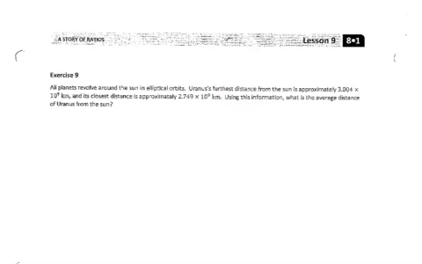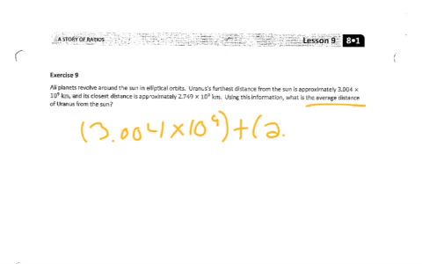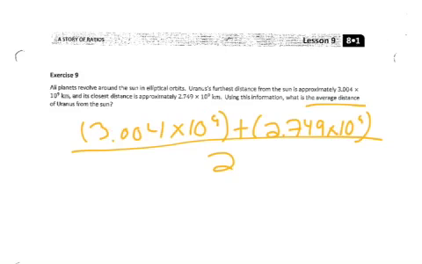Okay, exercise 9 is the last example we're going to do together, which talks about what is the average distance. Remember, when I find the average, I add up, in this case, my 2 different values and divide by 2 because I only had 2 different values. They were already written in scientific notation, so I would take 3.004 times 10 to the 9th plus 2.749 times 10 to the 9th. And remember, I'm going to divide it by 2 because I had 2 different quantities in my numerator.